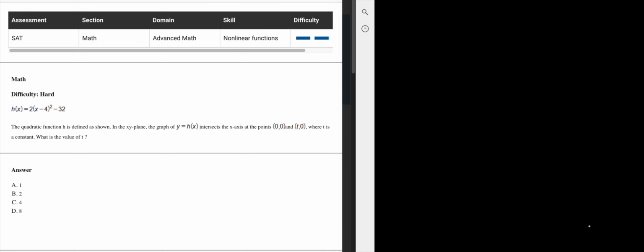SAT test. That's a very interesting question here. It's from the SAT question bank, so you can access them online. The quadratic function h is defined as shown: h of x equals 2 times quantity x minus 4 to the power of 2, minus 32. The graph of y equals h of x intersects the x-axis at points (0, 0) and (t, 0), where t is a constant. What is the value of t?